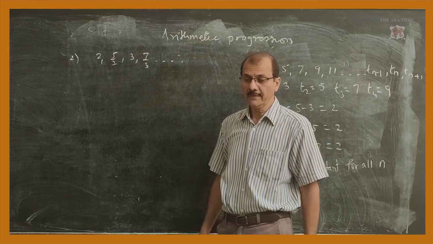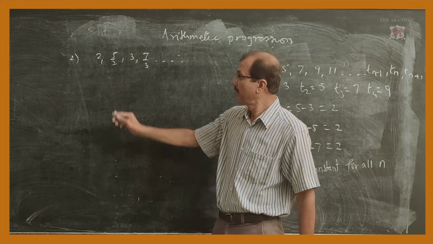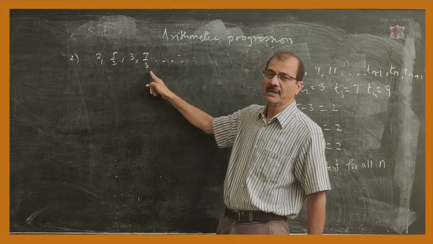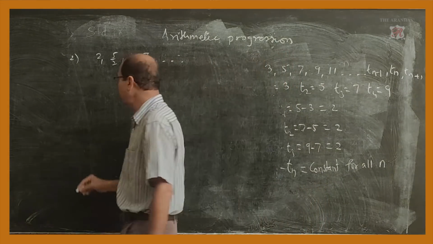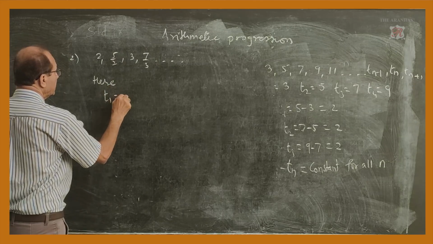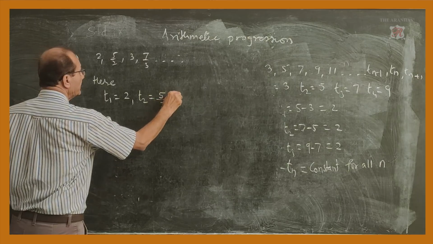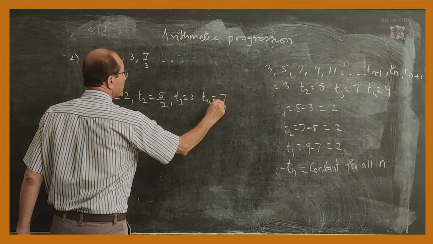So what you will do here, first of all you see what are the terms given here. This is my T1, this is my T2, this is my T3, this is my T4. Okay? So I'll write down first what is my T1. T1 is 2, T2 is 5 upon 2, T3 is 3, and T4 is 7 upon 2.